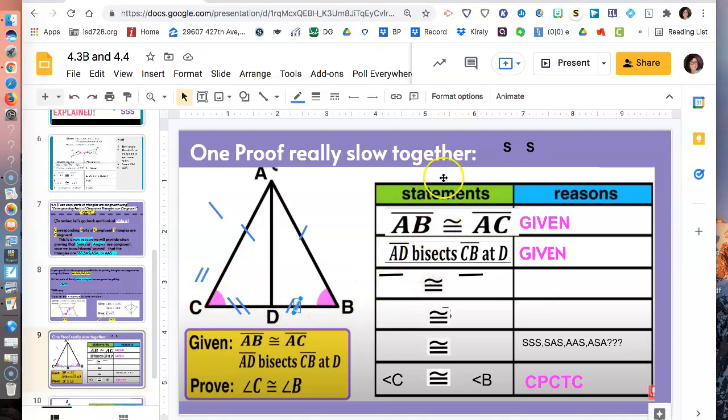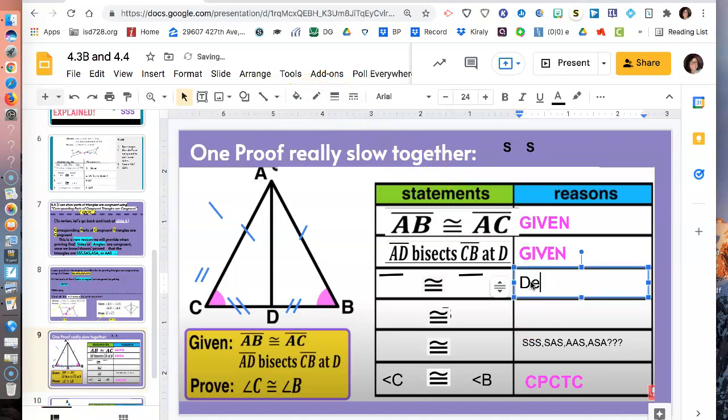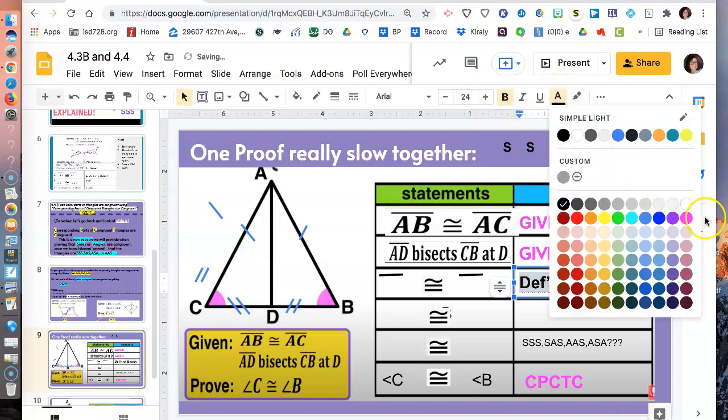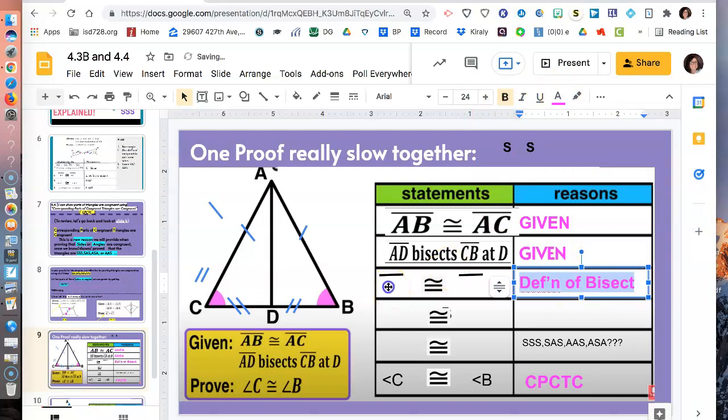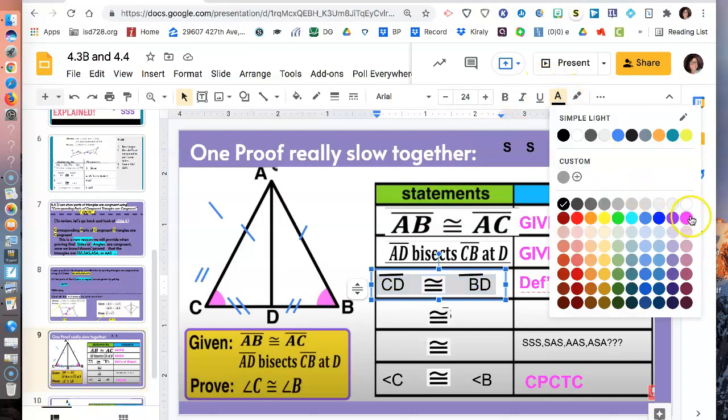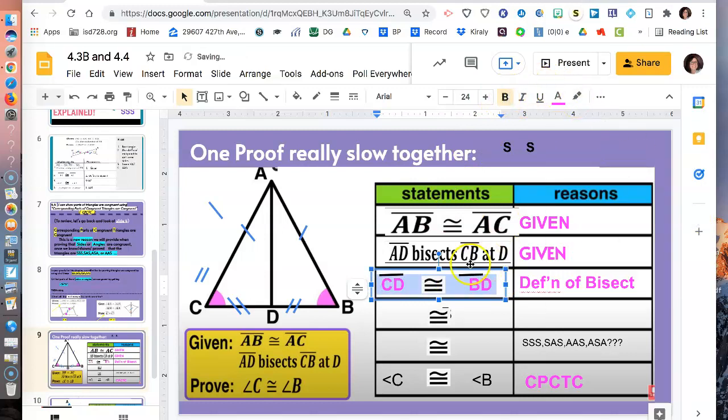Well, that was not given to me. I knew that by, and again, you should be very comfortable with, I know what that word means. Definition of bisect. So we throw it in there. And we go over here and we state just that. I said CD is congruent to BD. Remember why I could do that? Because if we bisect, we get cut into two equal pieces.